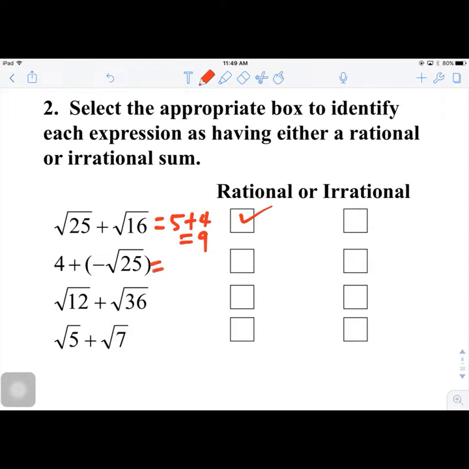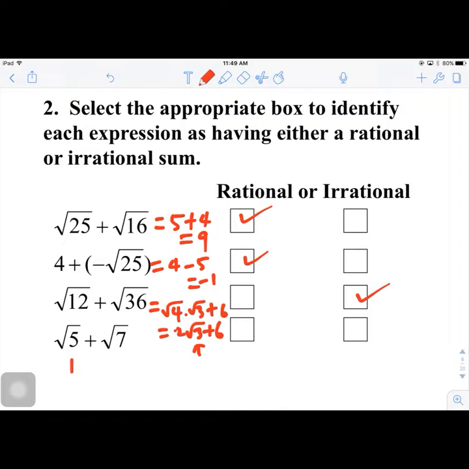So therefore, that is rational. Next one, we have 4 minus radical 25, which is 5. That will give us an answer of -1. And again, that would be rational. But if you take a look at the next one, radical 12 is actually 2 radical 3, because radical 12 is radical 4 times radical 3. And then radical 36 is 6. We know that radical 4 is 2, so we have 2 radical 3 plus 6. Because of that radical 3, this answer is going to be irrational.